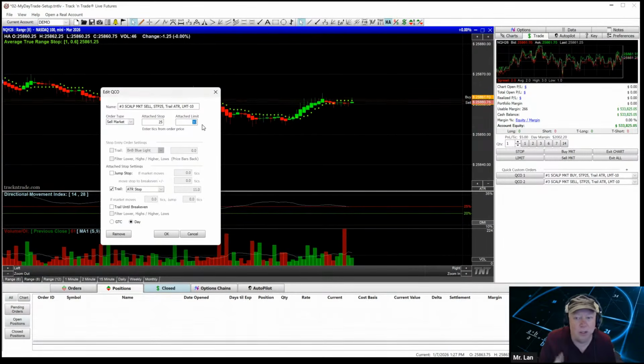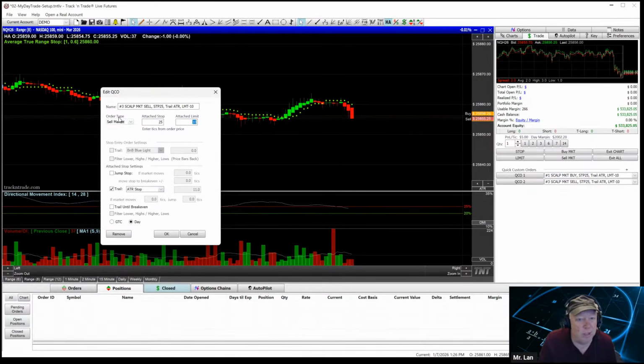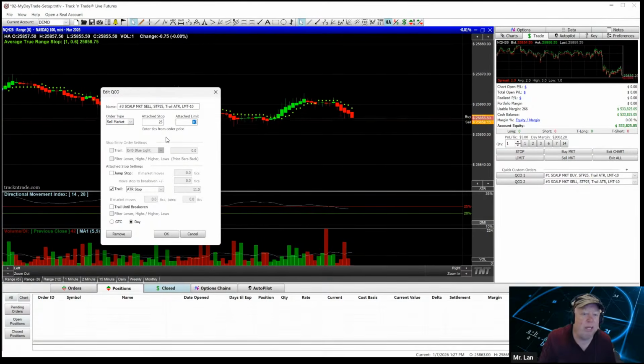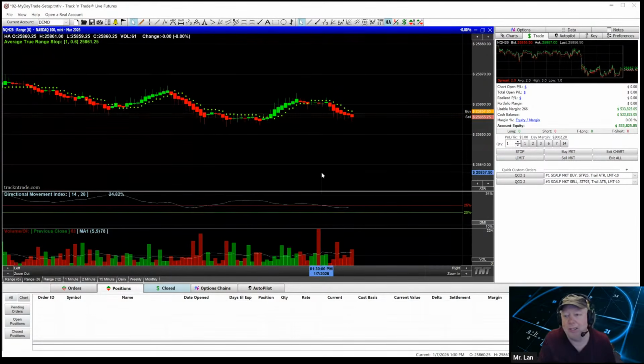I'm going to show you a little trick that you can use on this, so it's not confusing. This is the sell market side. We're going to put a stop, but the stop is going to immediately jump to the ATR stop, which is that little green dot. The whole name of the game is really keep it simple, keep it simple, keep it simple. Kiss, kiss, kiss.